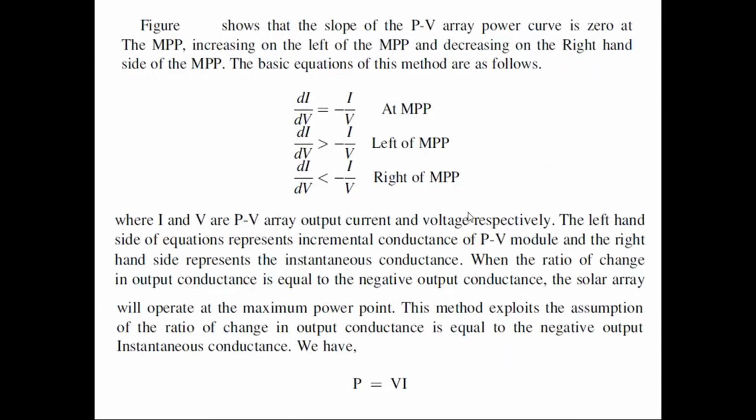Now we can introduce this di by dv. If di by dv is minus 1 upon V into I, that is minus I by V ultimately, then it is our MPP. If di by dv is greater than minus I by V, it is left of MPP. Less than minus I by V, it is right side of MPP. Ultimately, our power is V into I.